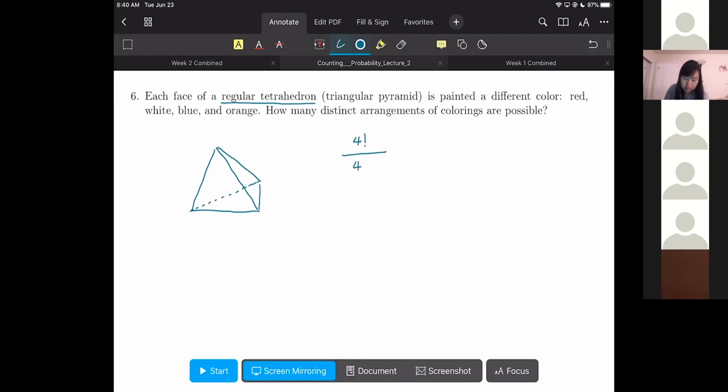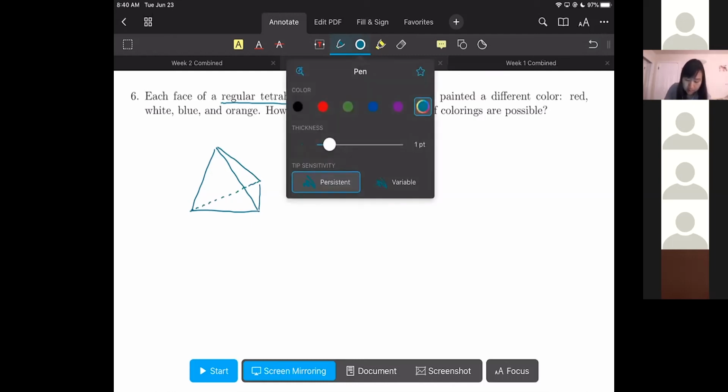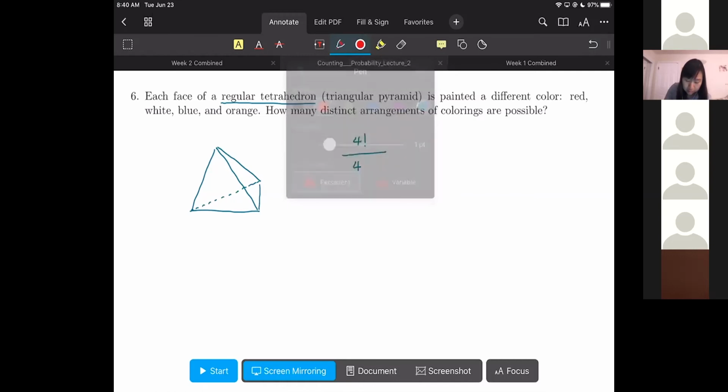Yeah. So there's 4 factorial ways to just pick 4 colors in some order. And then you're right, let's look at this bottom face, which is this one. For each tetrahedron, we could have put it so that the bottom is that color. So we need to divide by 4 to account for overcounting there.